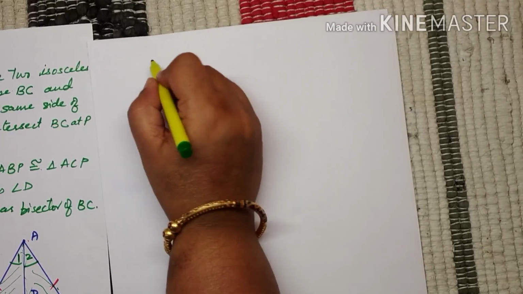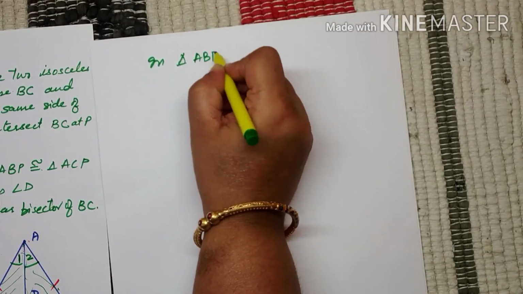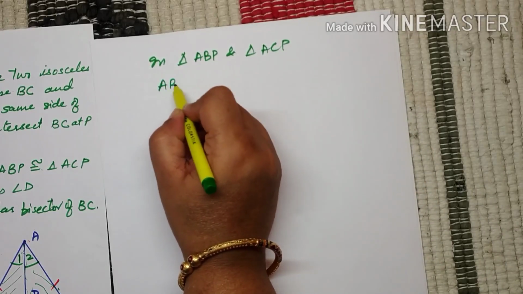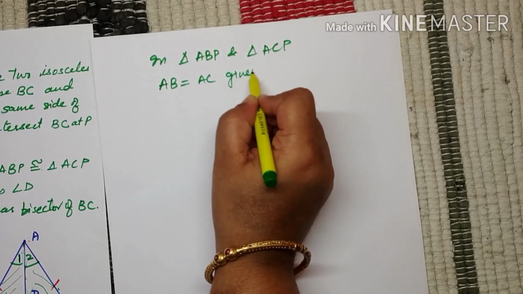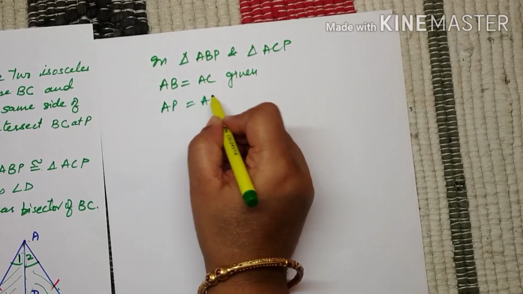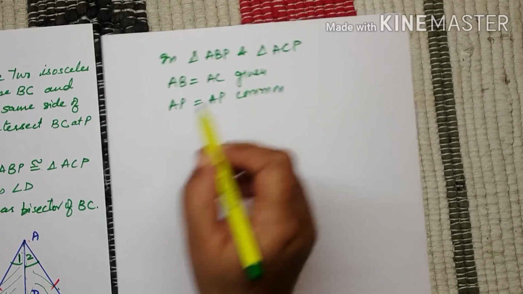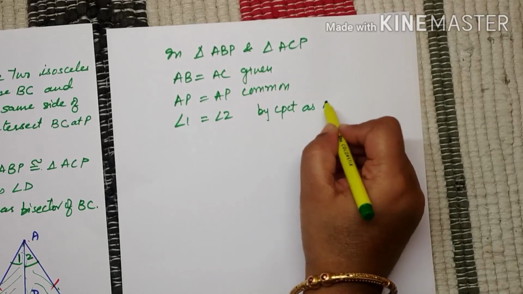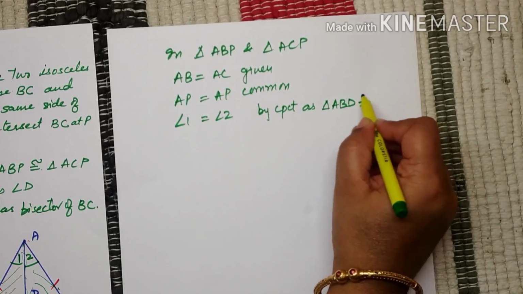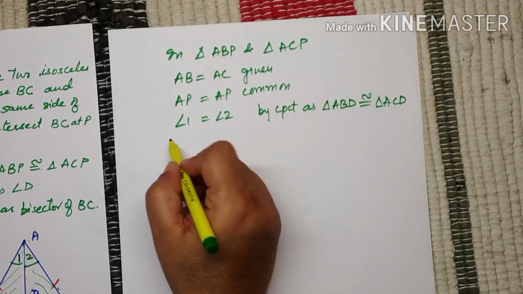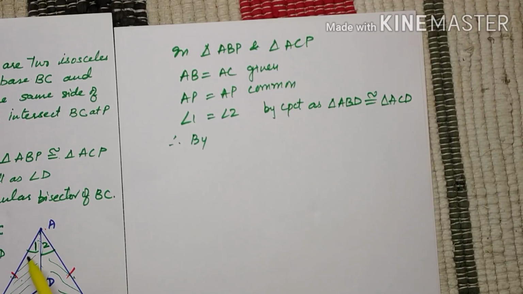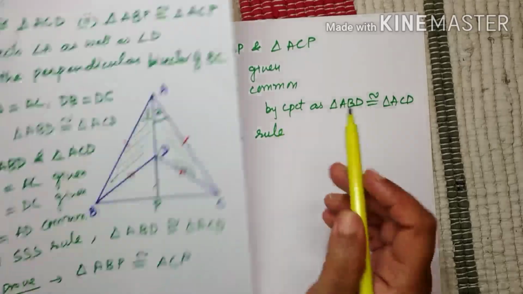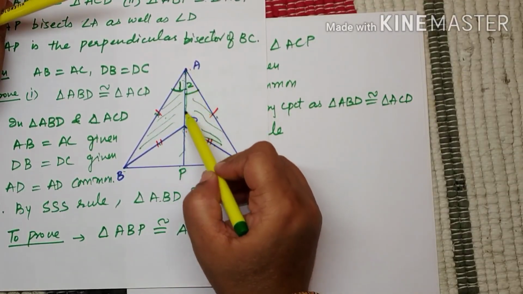Now, in triangle ABP and triangle ACP, we have AB equal to AC given. We have AP equal to AP common. Then angle 1 equal to angle 2 by CPCT, as triangle ABD is congruent to triangle ACD. Therefore, by which rule, children? Side, angle, side. By SAS rule, we have side, angle and this side.